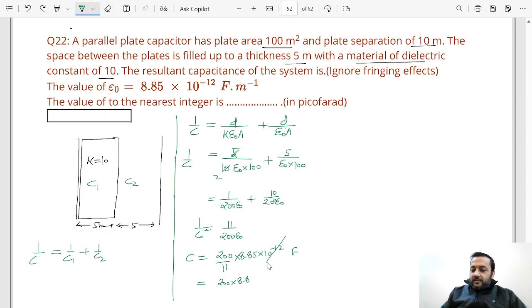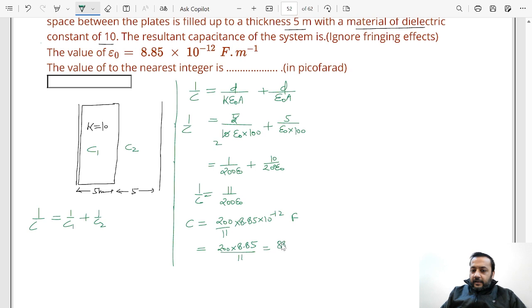In the picofarad, this will just go because you have to multiply with 10 to the power 12, which will cancel this. So in the picofarad, this will become 200 into 8.85 upon 11. Now this you can write as 885 into 2 upon 11. So this becomes how much?